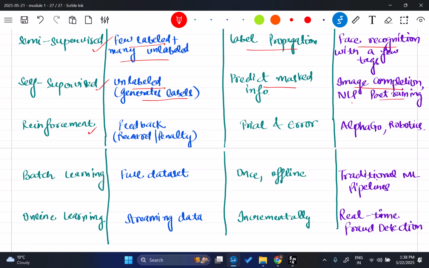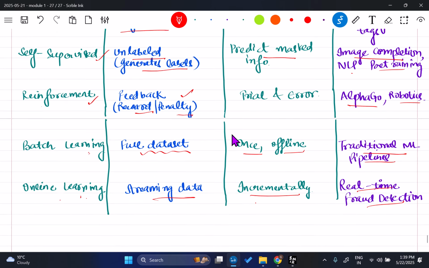Reinforcement learning means we provide some kind of feedback. It can be a reward or a penalty. It's a trial and error based approach. The examples are AlphaGo and robotics. And lastly, I have compared batch learning and online learning. Batch learning is trained on the full data set. Once the model is trained, it's offline training, the traditional ML pipeline. But if we talk about real time streaming data, that is online learning, where the models incrementally improve their knowledge on the go, and application areas are real time fraud detection.